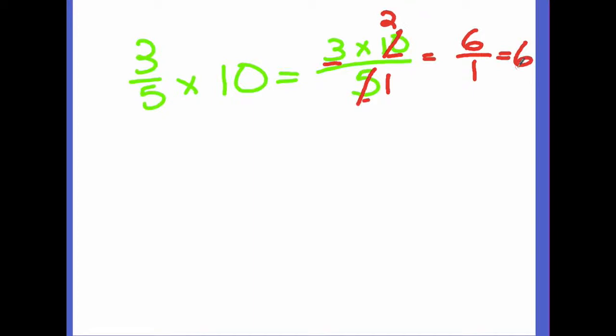Yes? I figured out that you could take your numerator times your whole number, and that's 30, and then divide 30 by 5. Yeah, you could multiply and then divide. Yes, that works too.